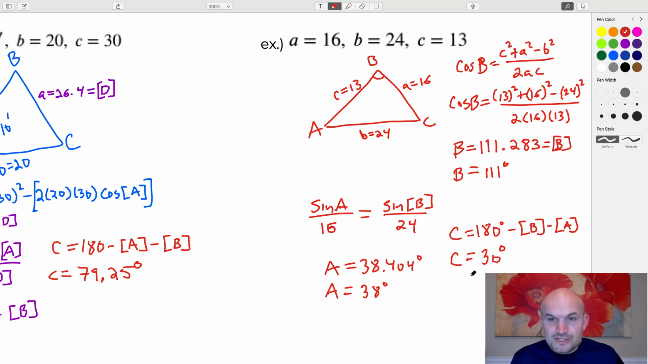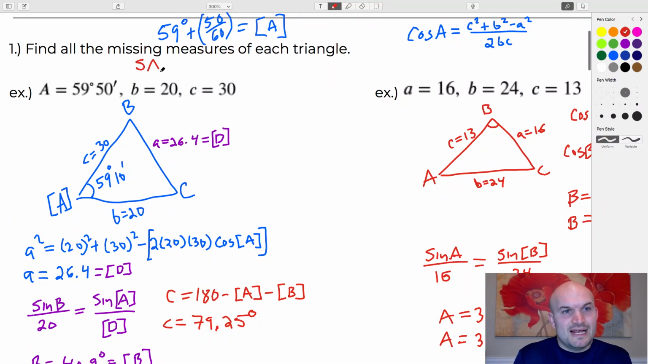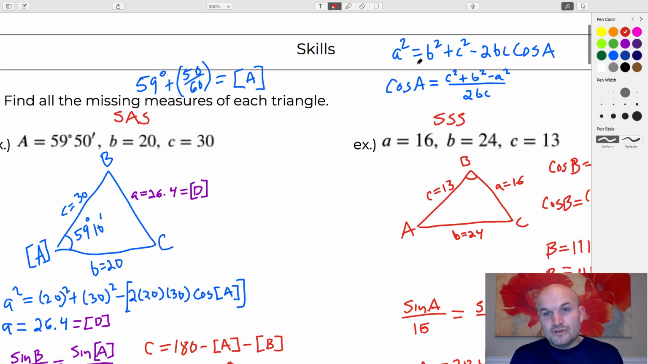So there are your three answers, and then we are given all the side lengths. So that's basically what we do. Again, remember guys, when you have a side-angle-side or a side-side-side, you're going to want to use the law of cosines. Just to review, you can always use the law of cosines, which is awesome. You can just use these two formulas to find all your missing sides.